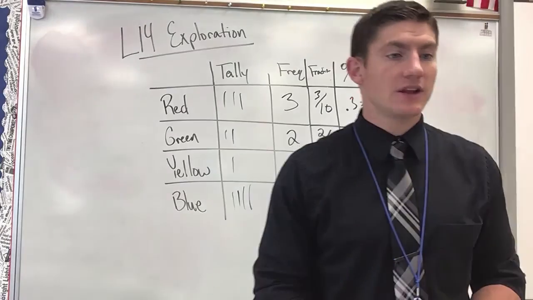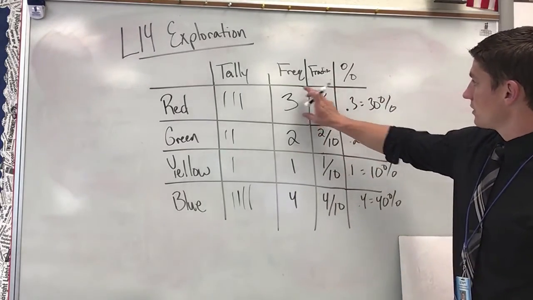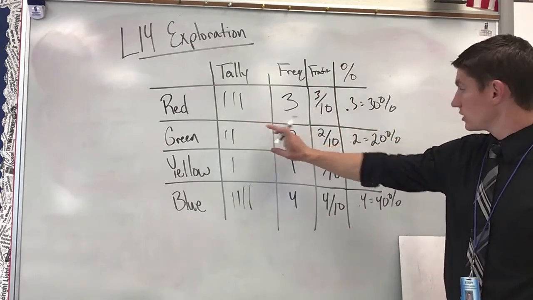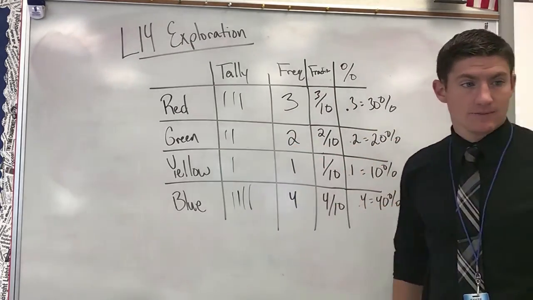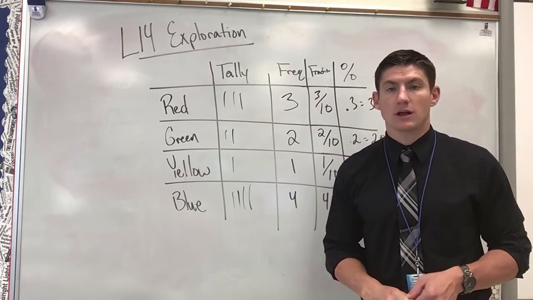Now, letter B says divide the number of red marbles that picked by the total number of times. Well, that's kind of what we did here. 3 out of 10, and then for each color, 2 out of 10, 1 out of 10, 4 out of 10. Letter C says generalize. What do you notice about the probabilities as the number of times you picked a marble increase?